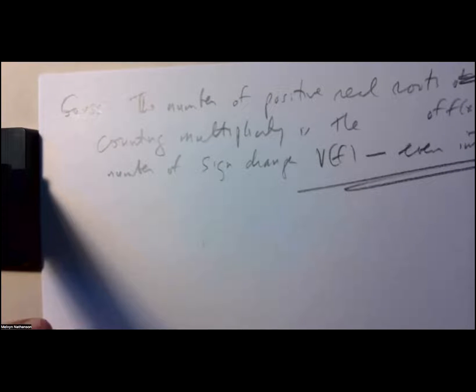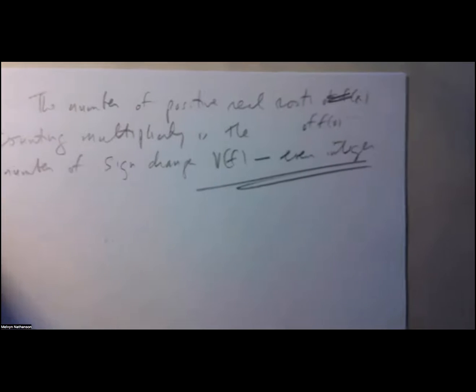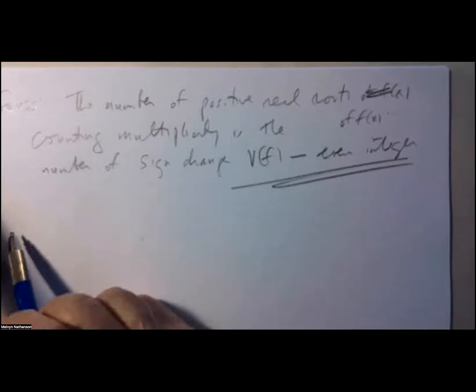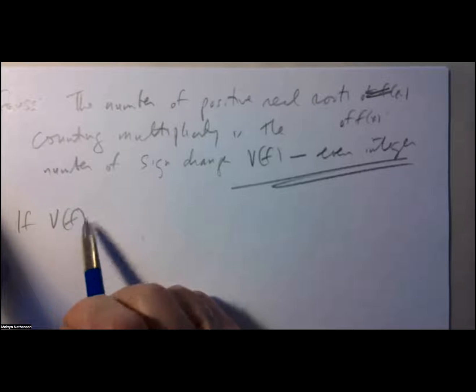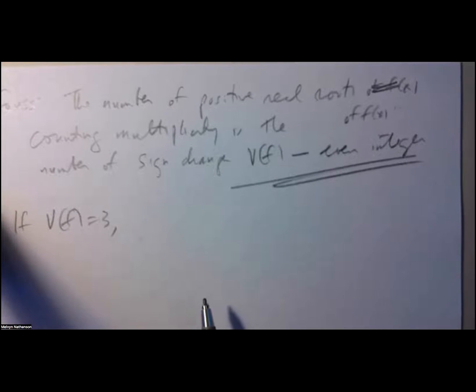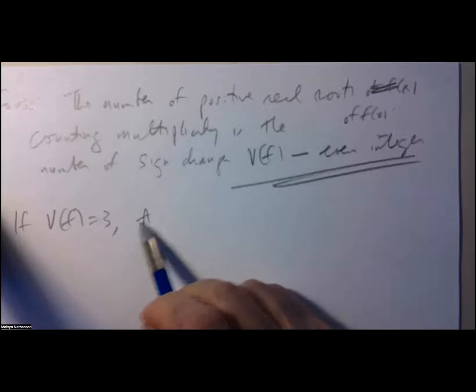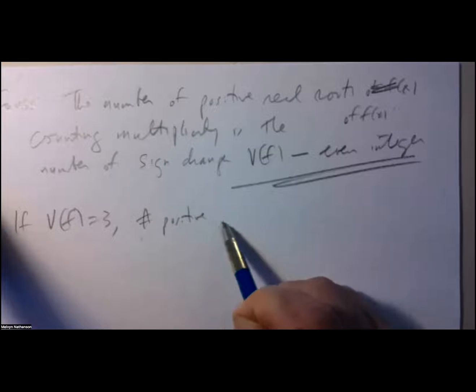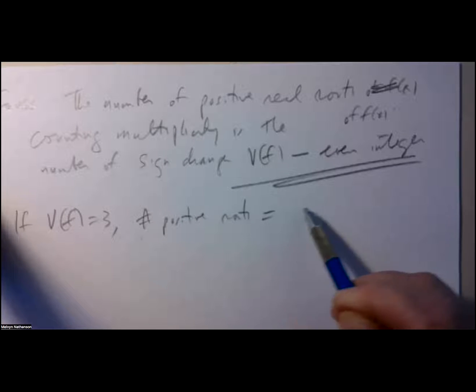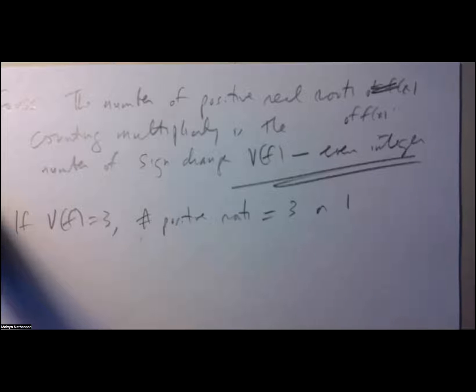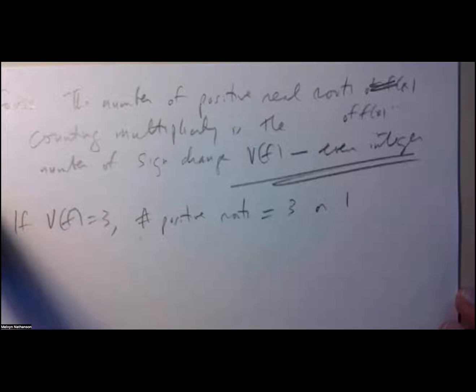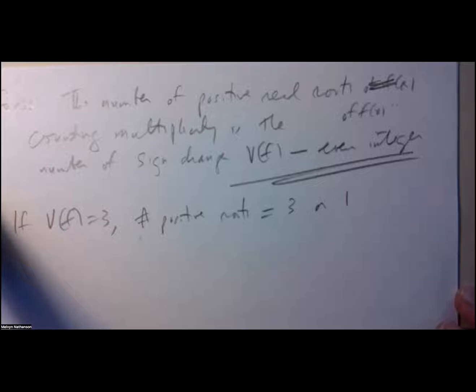So this is really much stronger because if v of f is 3, as it was in the example we saw, the number of positive roots is either 3 or 1, right? The only number that you can get from 3 by subtracting an even integer is 1. So that means there's at least one root, which is something one did know from Descartes' statement.